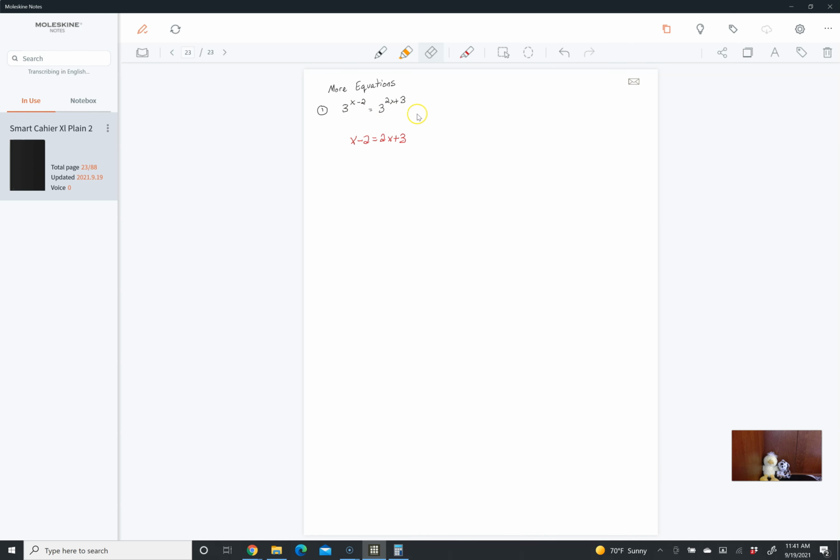Okay, you can't divide by base. You can't divide both things by 3, because what that's going to do is leave the exponents sort of hanging in the air. The exponents are attached to the 3, so you can't take away the 3. The exponents can't just fall down, okay? What we're doing is we're saying if the bases are the same, the exponents are the same.